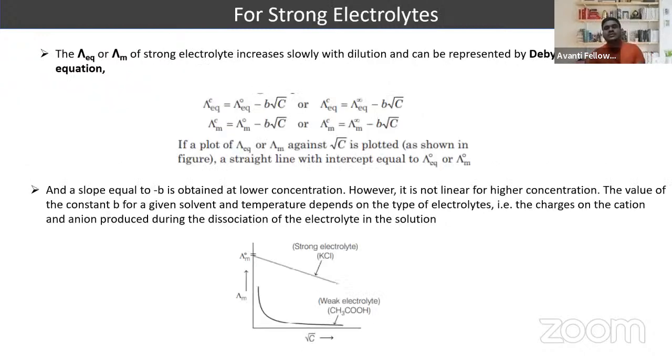Okay, so this is the expression for the strong electrolyte. Lambda eq and lambda m for the strong electrolyte increase slowly with dilution and can be represented by the Debye-Huckel rule, and the slope equal to A B is obtained at lower concentration, as you saw in the graph. So this curve represents the strong electrolyte and this curve represents the weak electrolyte, like acetic acid.